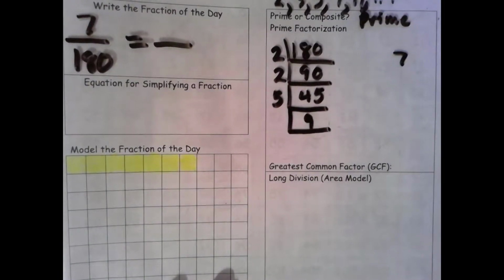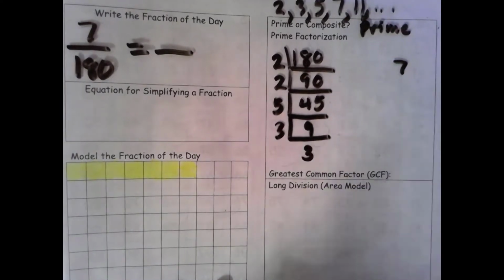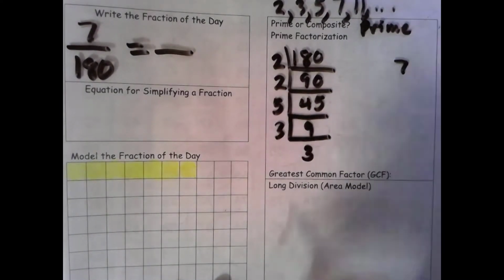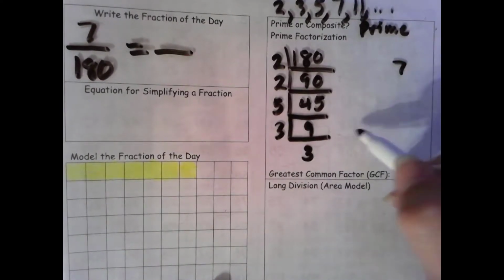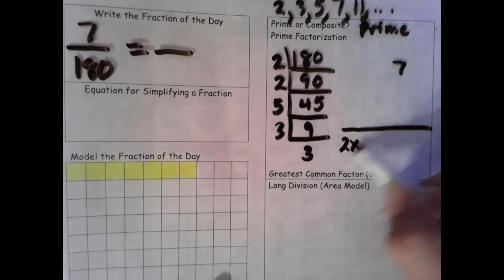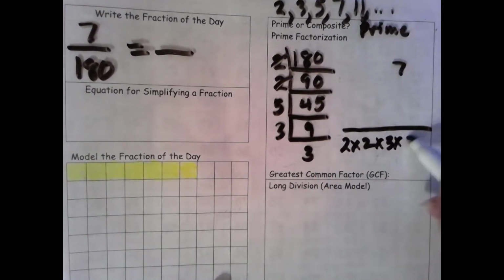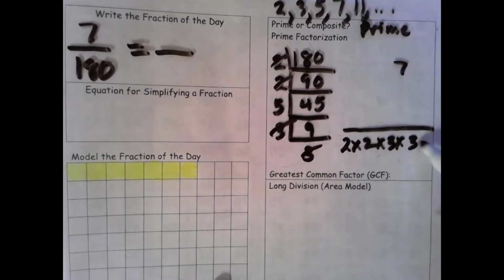Okay. 9 I can divide by 3, and I get 3. 3 is prime, so we are done. We have all our prime factors in this upside down division. So I'm going to write them from least to greatest. 2 times 2 times 3 times 3 times 5.